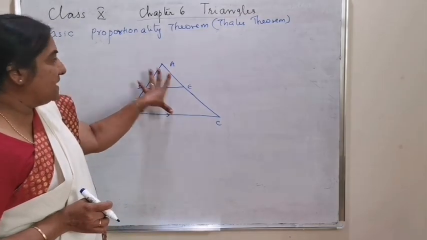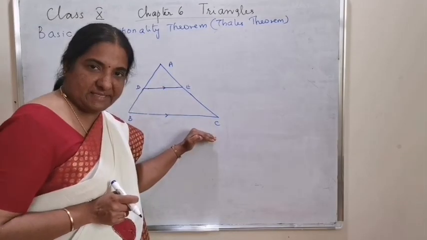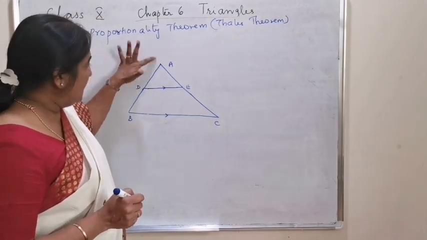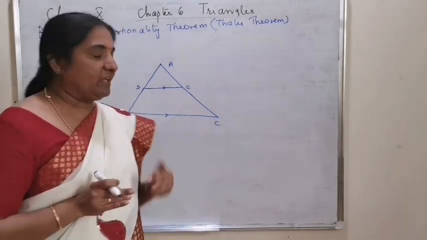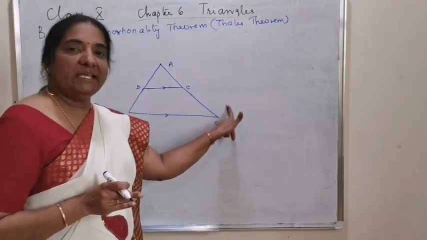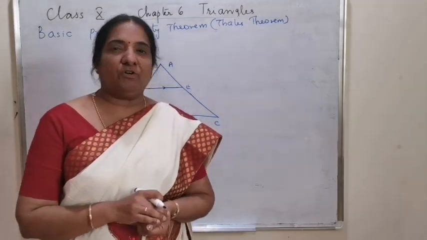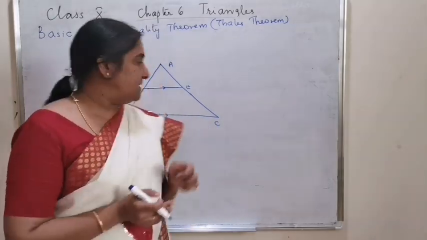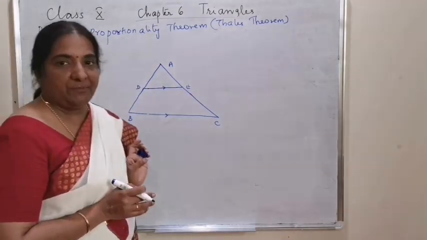That means in the given triangle ABC, if we draw a line DE parallel to BC, what DE is doing is cutting the other two sides AB and AC in the same ratio. That is, we can prove that AD by DB is the same as AE by EC. So the statement: in a triangle, a line drawn parallel to one side to meet the other two sides at distinct points divides the sides in the same ratio.